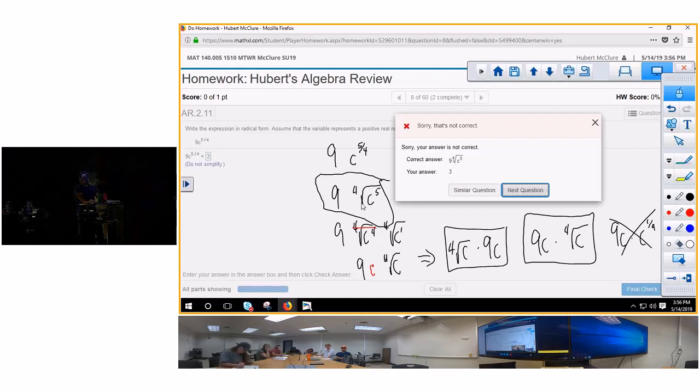It's the 4th root of c to the 5th. Okay. I just gave y'all how to break it down. Oh, I suck. Next one.